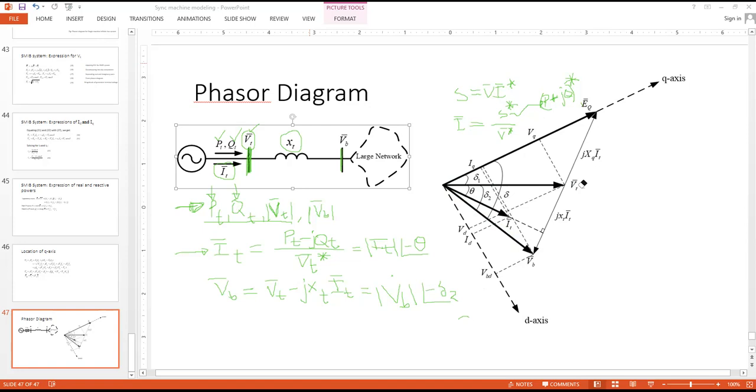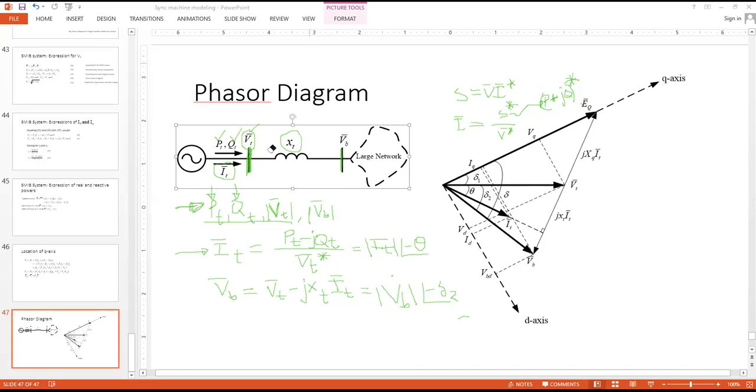So we have VT, we started with VT, we have got IT, and with the help of IT, we have got VB. What we are doing simply is calculating JXT IT. So where would JXT IT be? And remember, that is a minus sign. So JXT IT is subtracted from phasor VT. So this was the VT, and when we subtract, we take in this direction, and that is 90 degrees with the phasor IT.